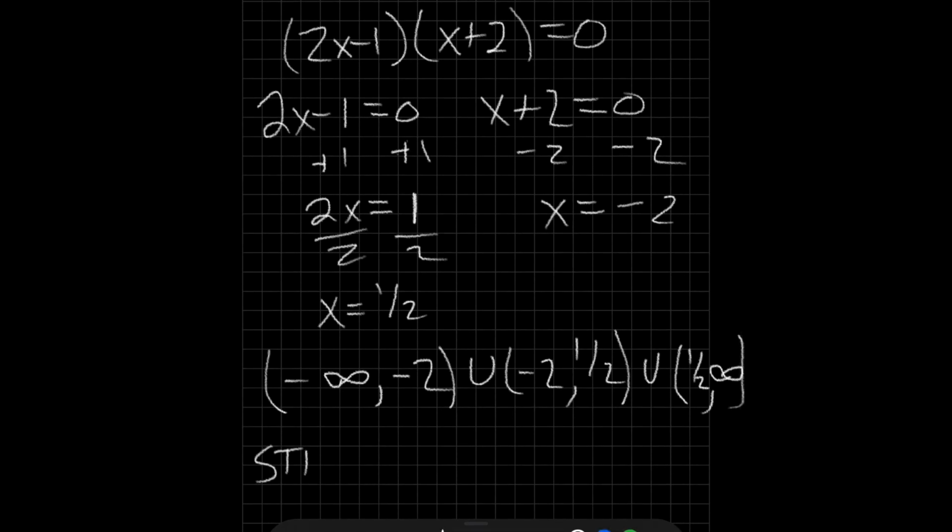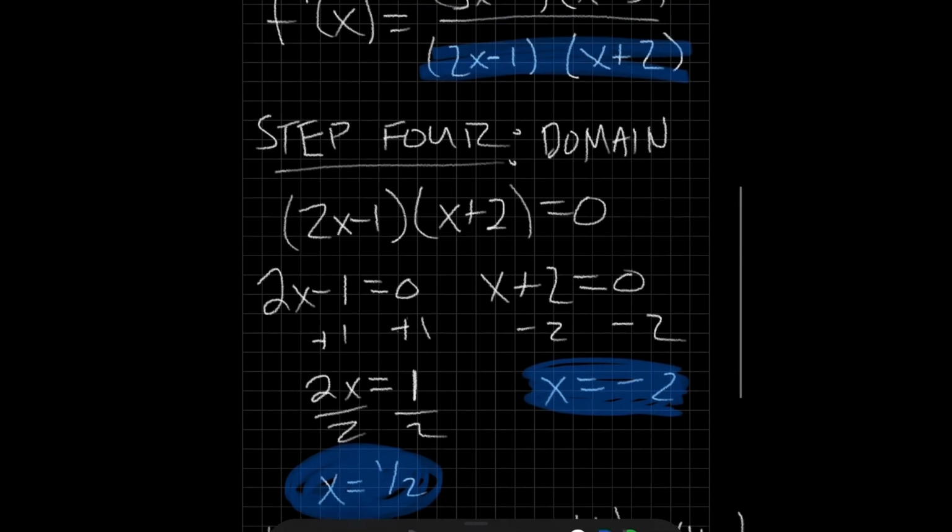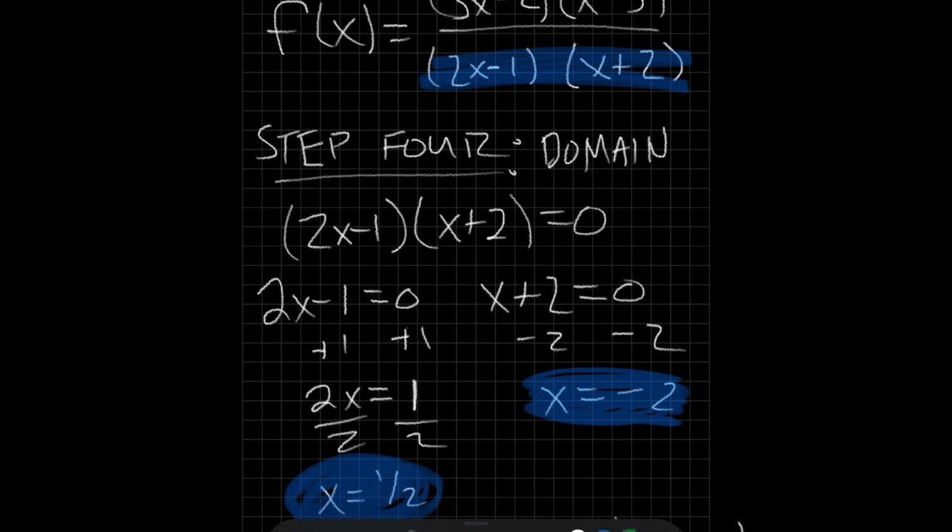Step 5, we're going to look at vertical asymptotes. I'm going to abbreviate that V.A. for vertical asymptote. So what I want to check is, are either of these discontinuities removable? If they're removable, we will not have an asymptote. But if they're not removable, we'll have asymptotes at those two locations. So they would be removable if they were part of some common factor that I could cancel like that.